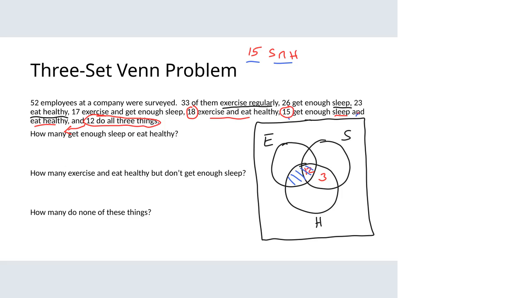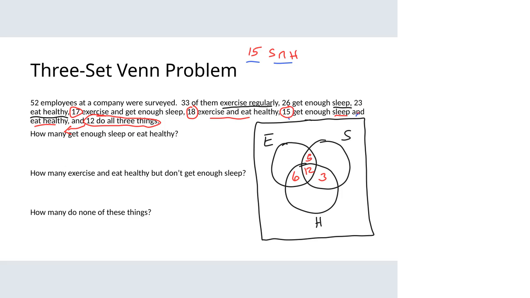Exercise and eat healthy, that's over here. I need 18 people total. I already have 12, so 6 more need to go in there. Continuing to work backwards, 17 exercise and get enough sleep. That's going to be here. And there's supposed to be 17 in there. I have 12 so far, so I need 5 more to get to 17.